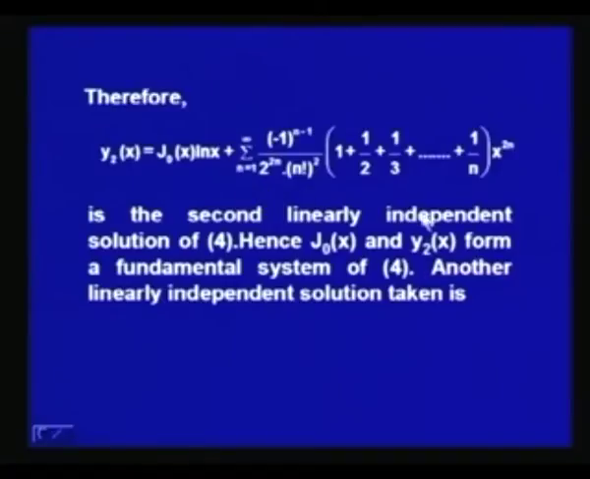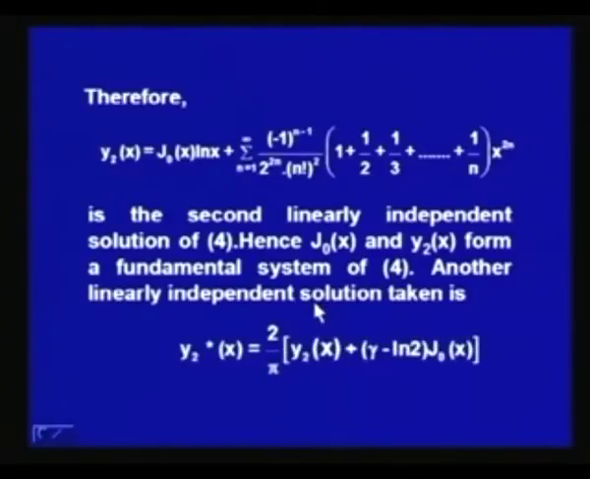Now, these two solutions are linearly independent of each other because y2(x) involves the logarithmic function. So, they form a fundamental system of the Bessel's equation of order 0. Now, another linearly independent solution that is usually taken is given by y2 star x equal to 2 over pi times y2(x) plus gamma minus ln 2 into J0(x). Now, you can see that this solution is independent of the first solution, that is J0(x). So, it could also be taken as the second linearly independent solution of the Bessel's equation.